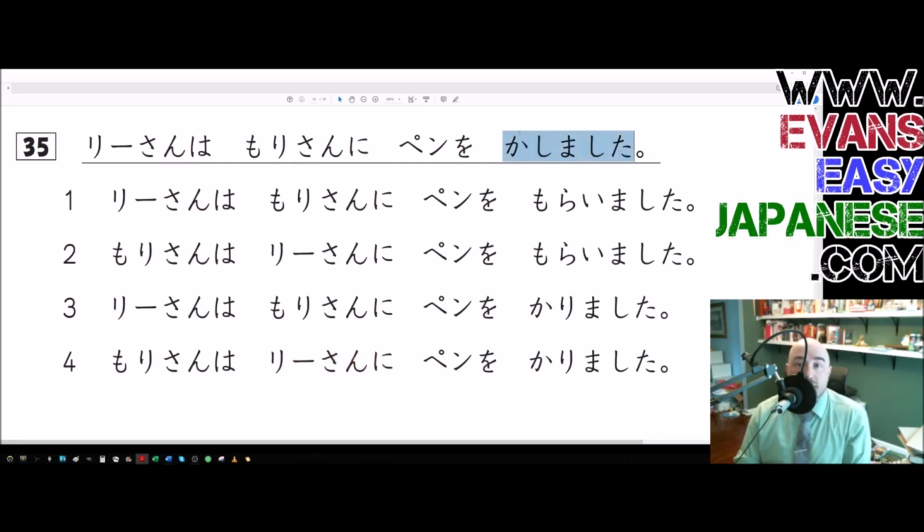So kashimasu is to lend, thus the person who's lending it is Li, gets a wa, and the person who's receiving it gets a ni, the other person. So remember, the ni means the other person, okay? The saucy, sexy daytime drama. And I think that's it. I think that's the end of the video.